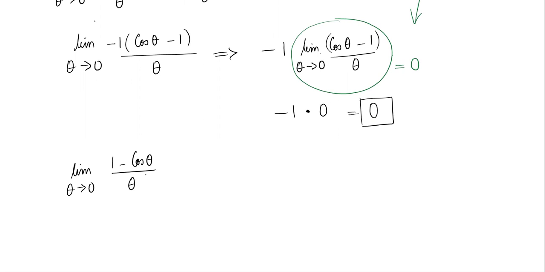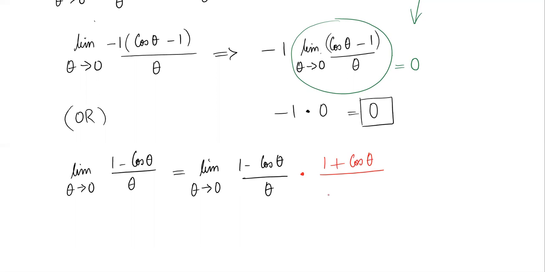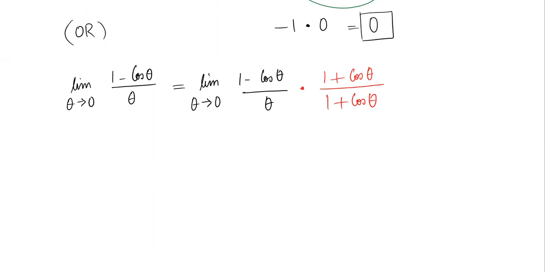The first method that I showed you is obviously the easiest way to do it. But let's see what happens if you did use the conjugate approach. So (1 minus cosine theta) over theta. If you take the conjugate, you're multiplying up and down by the conjugate of 1 minus cosine theta, which is 1 plus cosine theta.